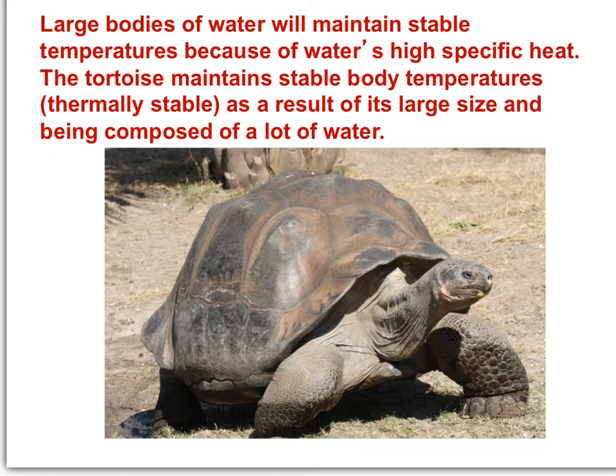A lot of energy is required to change the temperature of water because energy is required to disrupt the hydrogen bonds. Large animals, such as this tortoise, maintain stable temperatures as a result of their large size and being composed of significant amounts of water. Water has a high specific heat because of its hydrogen bonds that maintain temperature stability.